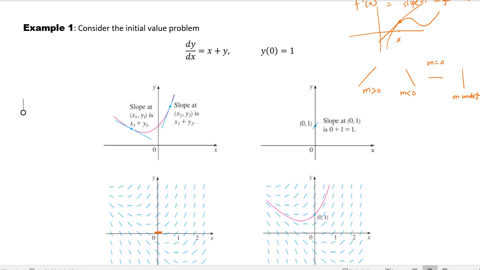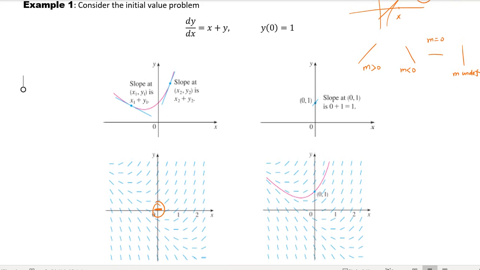So at (0, 0) the slope is 0, so we can put a little horizontal line to indicate the slope. Then at (1, 1), 1 plus 1 is 2, so the slope is 2, and we draw a little line segment there. At the point (1, 0), 1 plus 0 is 1, so we have a segment like this. You can see as the slope increases, our line is steeper.